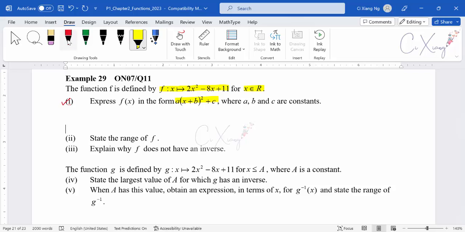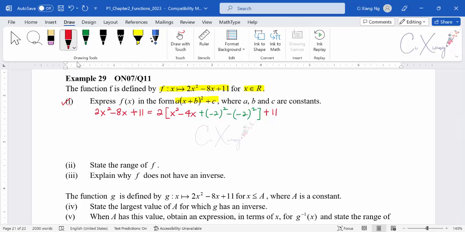For this completed square form, what I need to do is factorize the coefficient of x² first. Then plus something squared, which is -2, minus something squared, which is also -2, then plus 11. The plus 11, I put outside, and I didn't factorize it. Then I combine the first three terms into one big bracket, -4 plus 11.